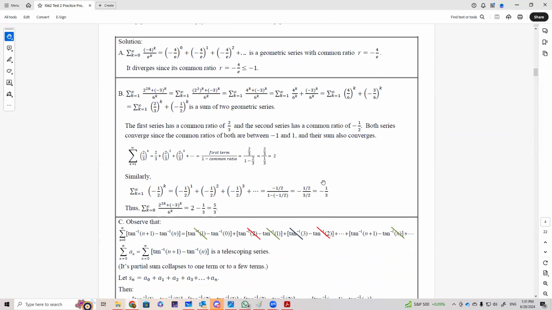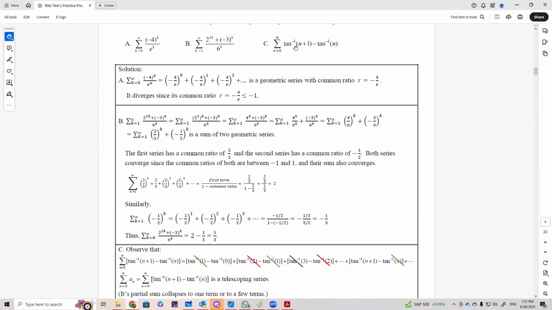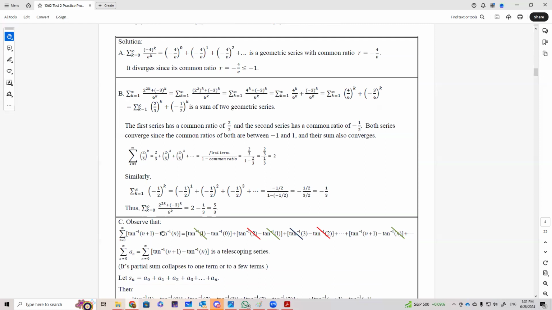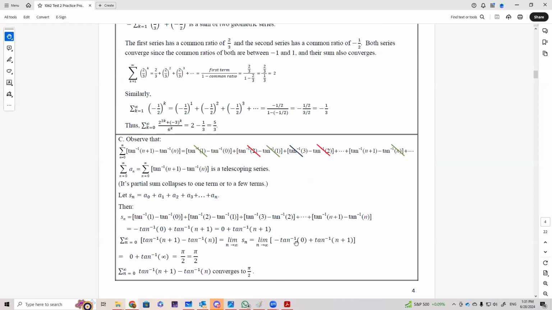Okay. For question C, notice that this is a telescoping series. Telescoping series have the difference between the n plus 1 term and the n term. You can see that when you take the first number minus the second, you start eliminating terms, and at the very end, you're just going to have the first term minus the last term. And so here, at the very end, the partial sum is going to be minus tangent to the minus 1 of 0 plus tangent to the minus 1 of n plus 1.